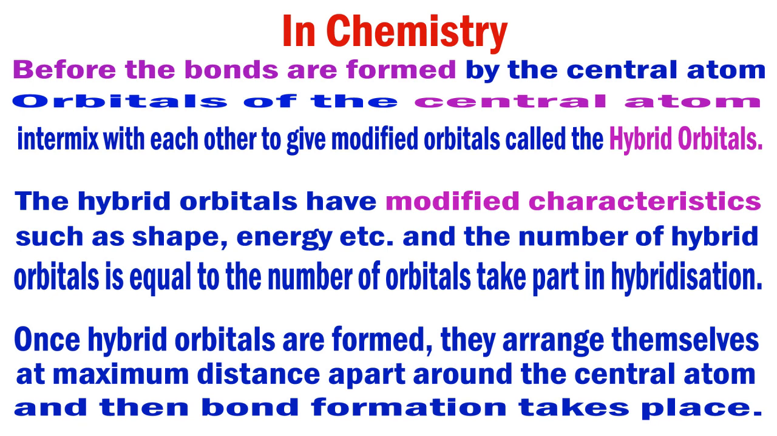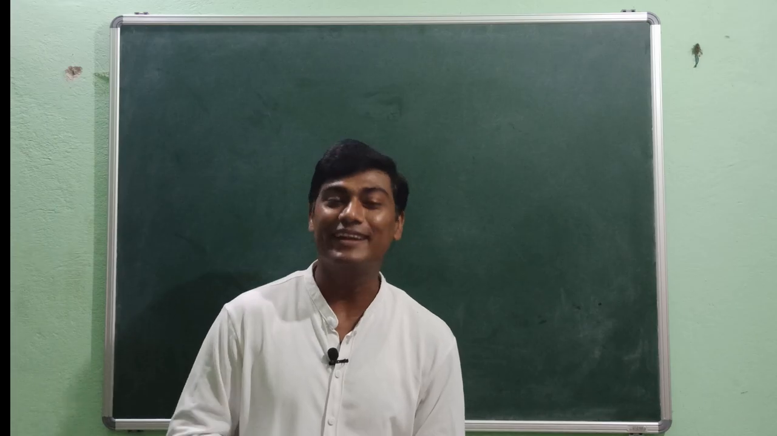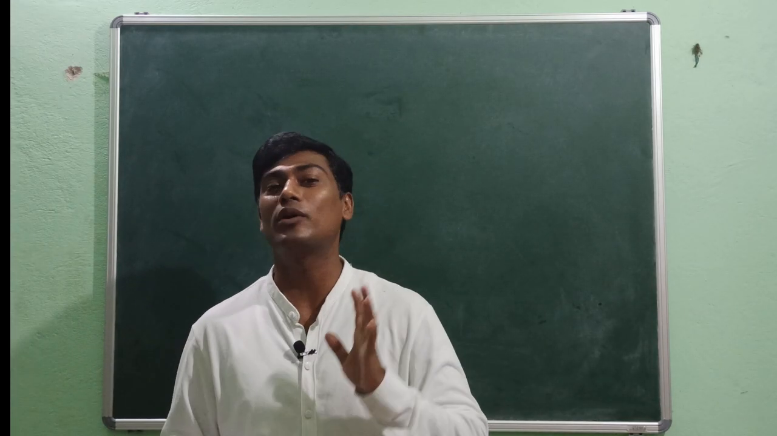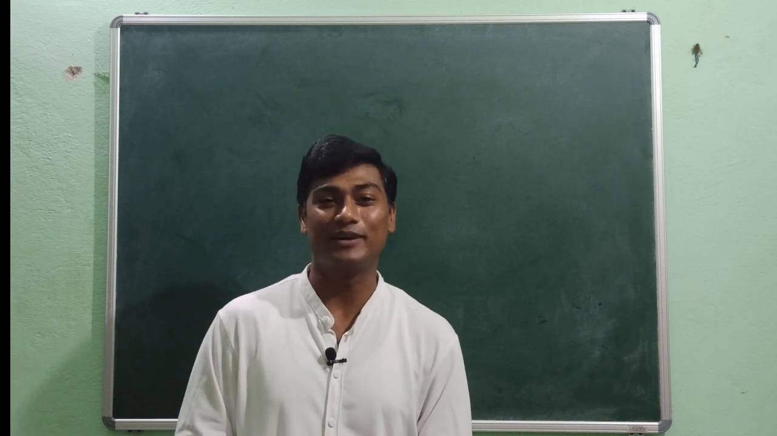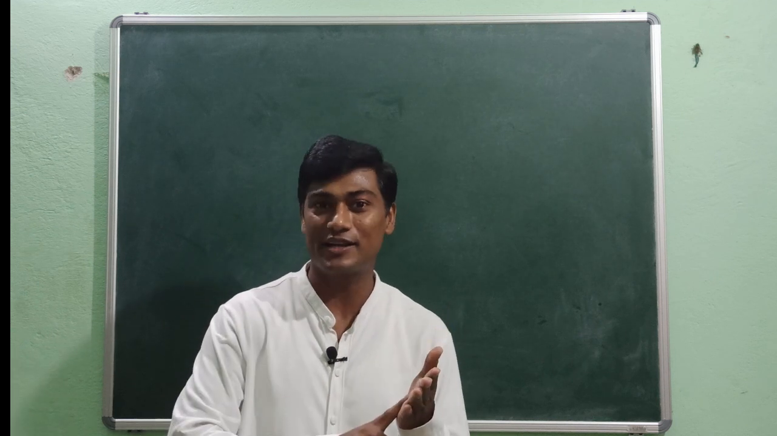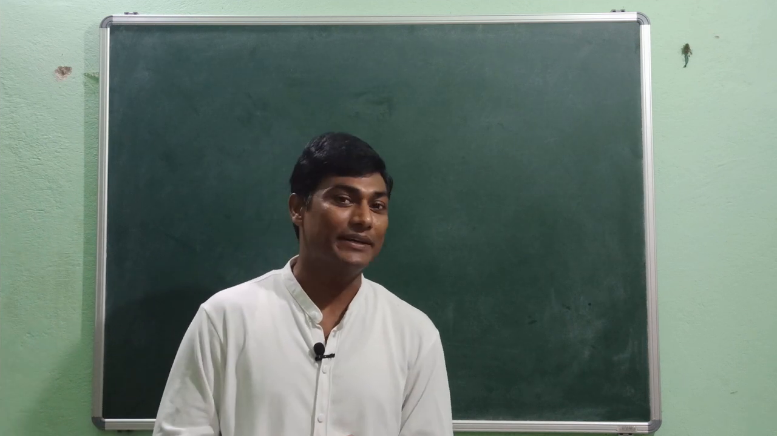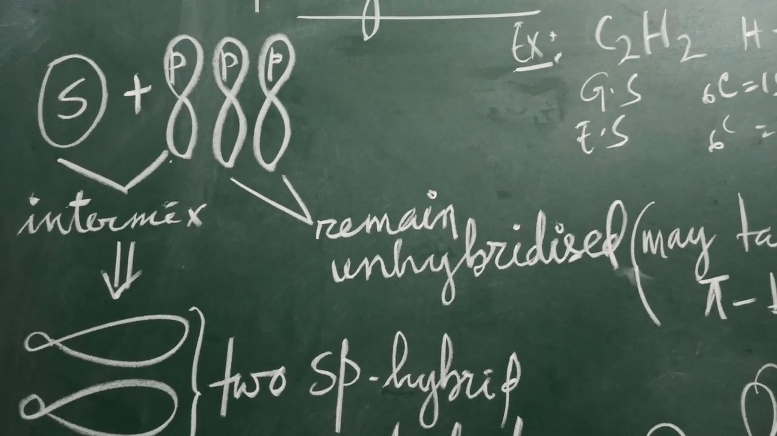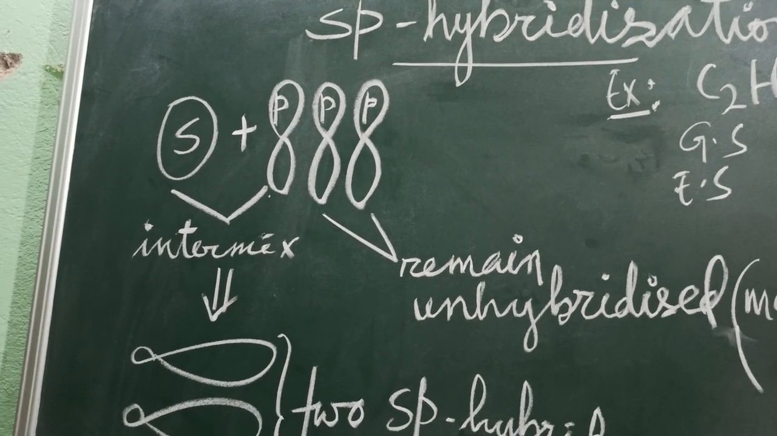Based on the type of orbitals used in the hybridization, hybridization is classified into many types. SP hybridization, if one s and one p orbital are taking part in the hybridization. SP3D3 means one s, three p orbitals and three d orbitals are taking part in the hybridization. Let us start one by one. We'll start with SP hybridization and we'll end with SP3D3.